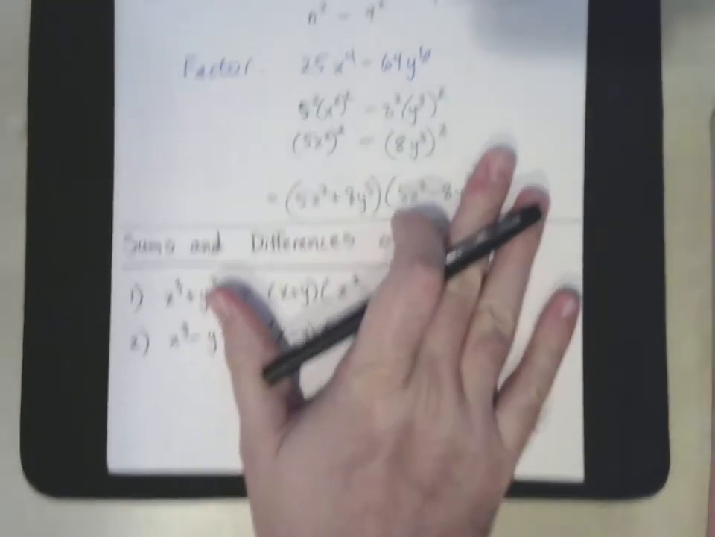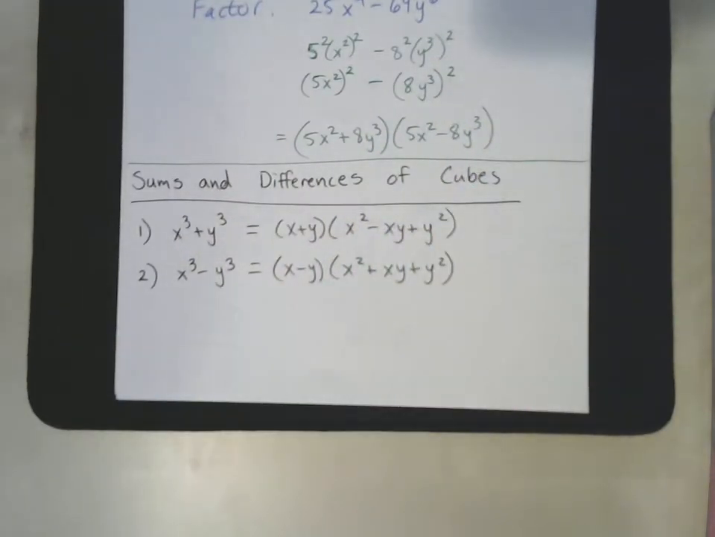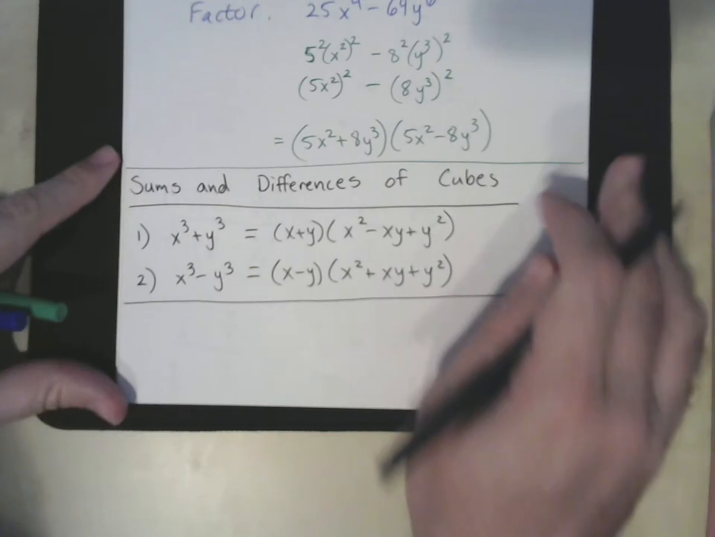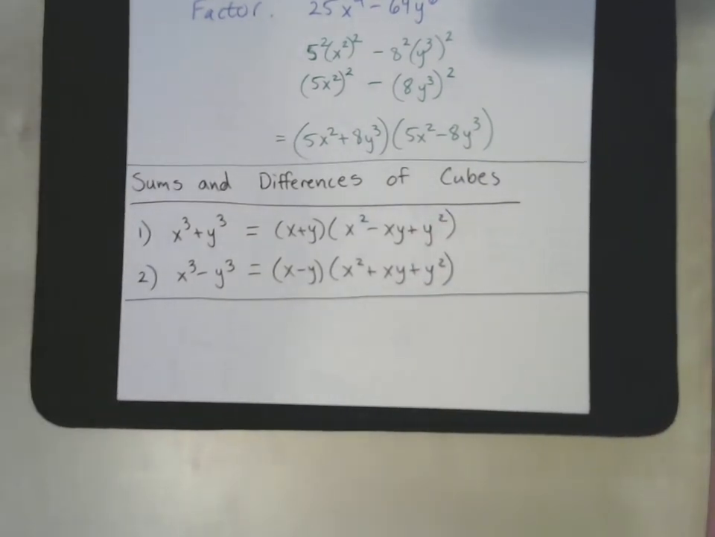So I don't have a good way of helping you, giving you a trick. Like the difference of squares, we can just look for perfect squares and the subtraction sign. For sums and differences of cubes, this is one of those things where we just kind of have to remember it. The nice thing is it doesn't come up that often. It's not as common as it once was, but you still want to be able to identify these two things.